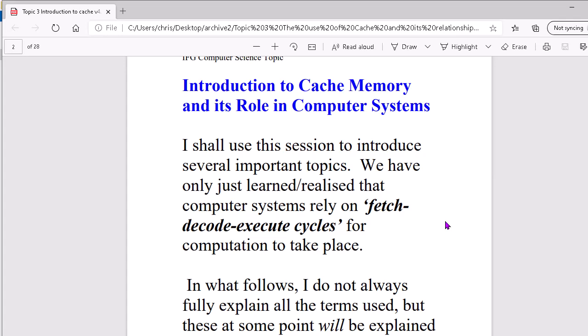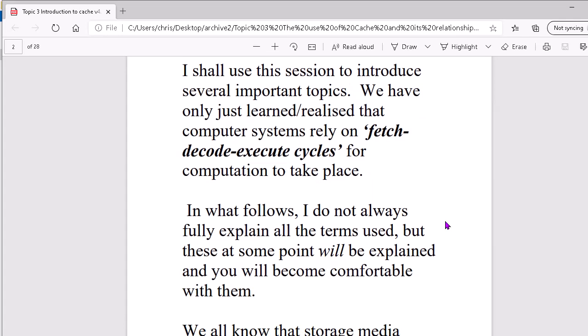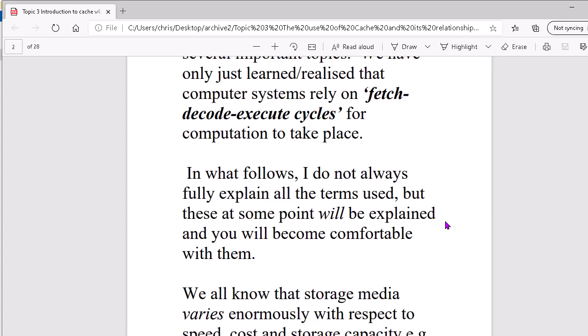And from last week we realised that computer systems rely on the fetch-decode cycle for computation to take place. And in what follows, I don't always fully explain the terms I use, but at some point these terms will be explained and you will become comfortable with them.